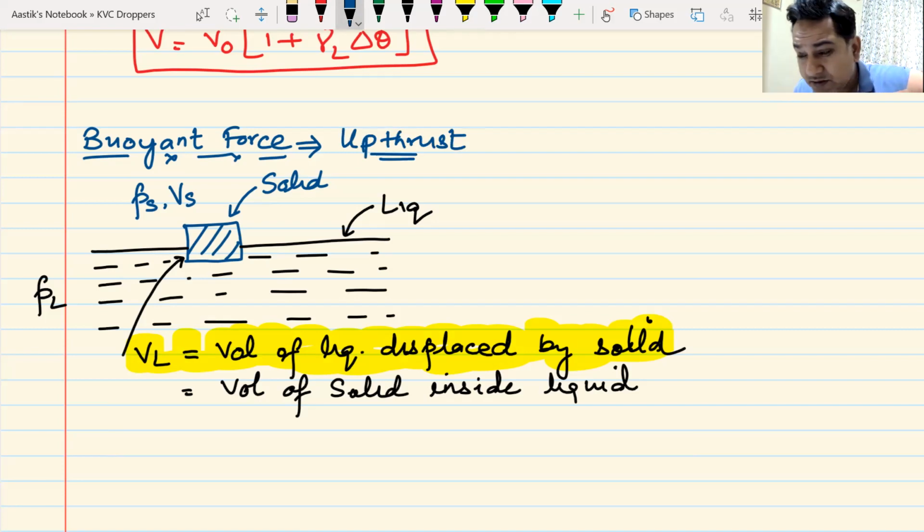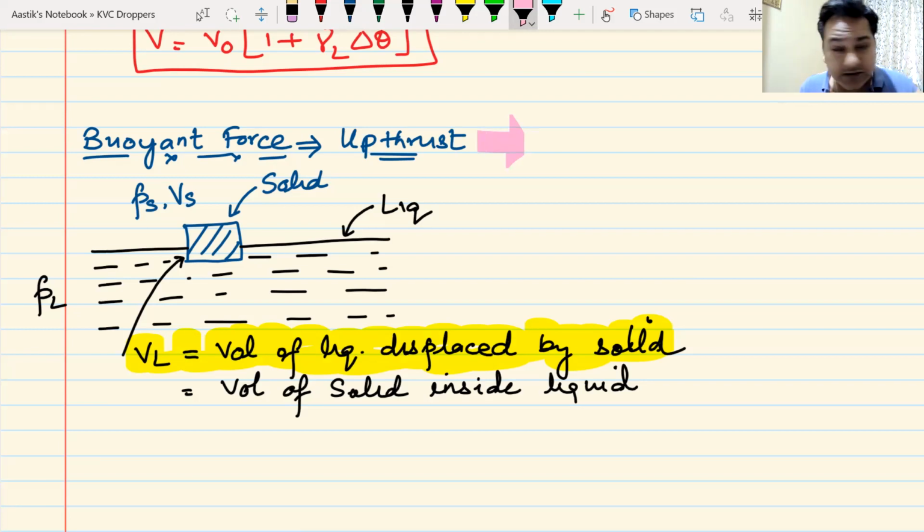Why does this upthrust come? Can you tell me that? Why is there not a downthrust? Why is there an upthrust? What is the reason behind this upthrust? Anyone? Liquid is applying force. Why is it applying force? That is the reason? I have already told you it is applying force. I'm asking the reason. Why is there this upthrust?